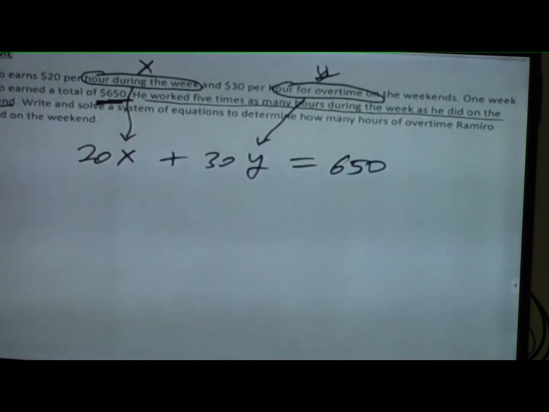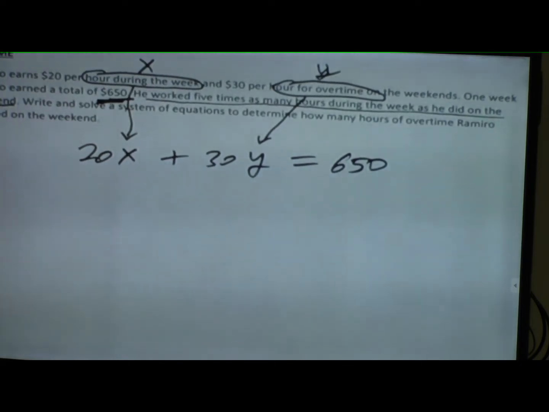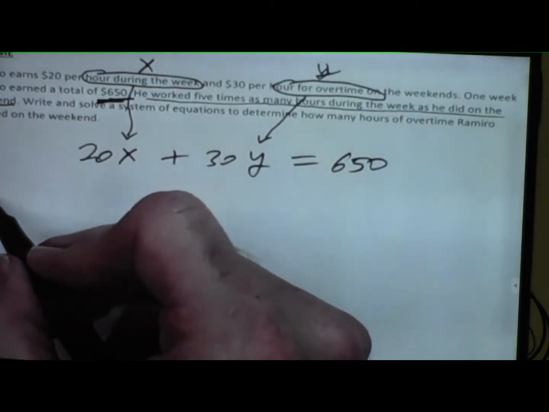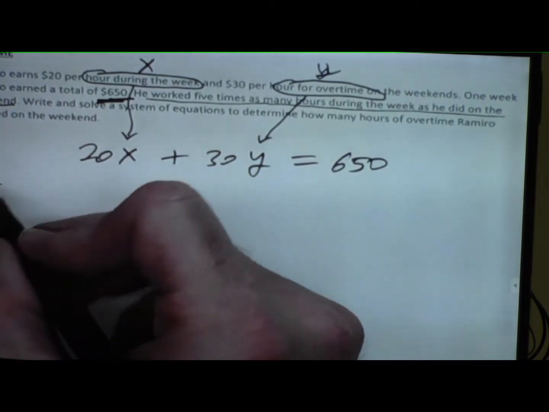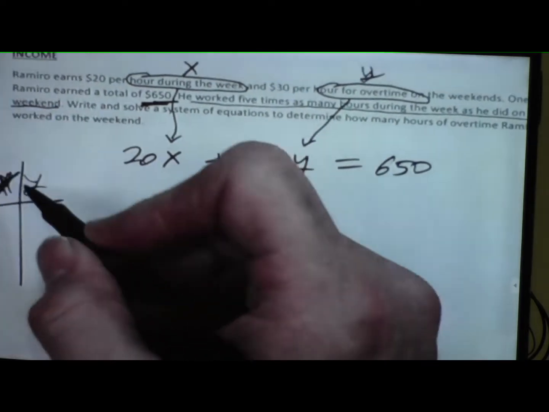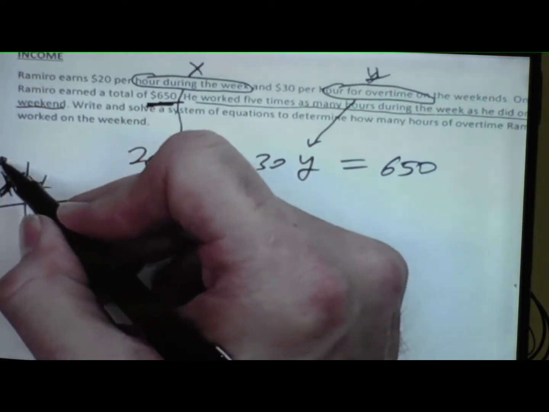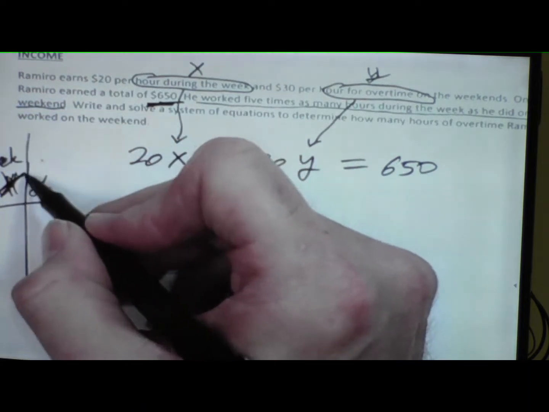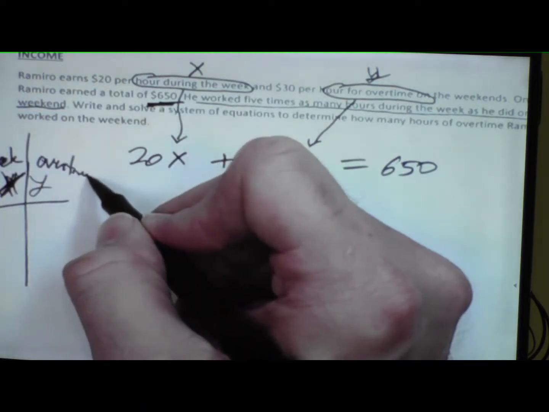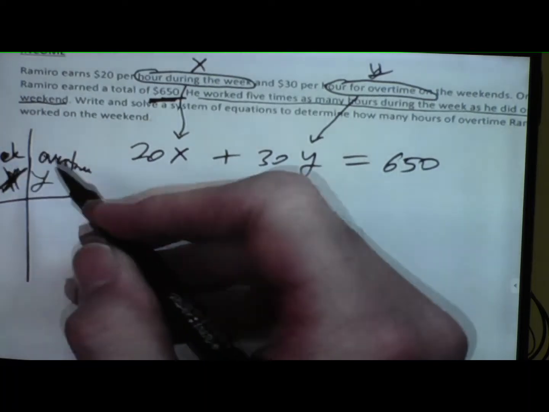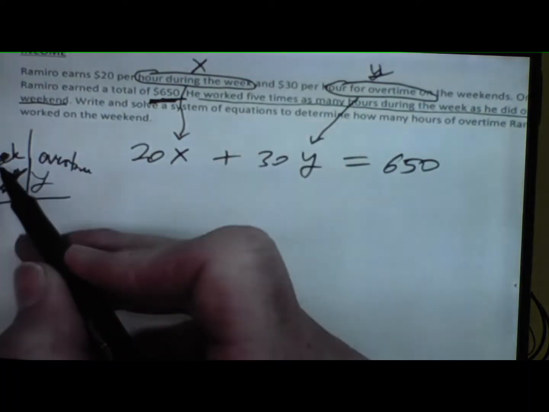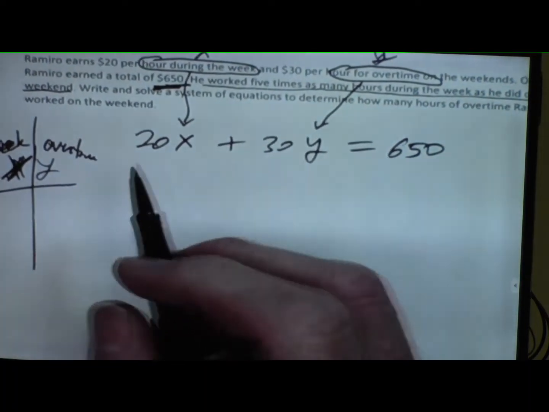Now, 5 times as many hours during the week, okay, so it would be easy to say 5 times x equals y. But let's think about that. Let's think that through. Okay? I'm going to do, too many x's, x and y. I'm going to say week, and then I'll put overtime here. They're weekend hours, but there's too many words week in there, so I'll just put weekday and then overtime.